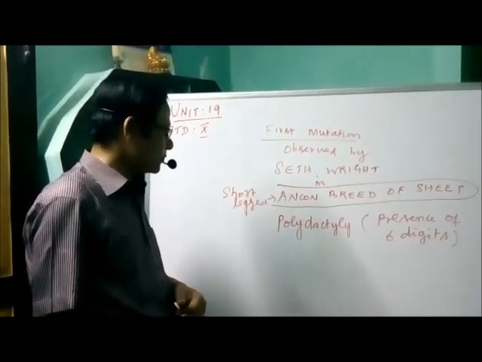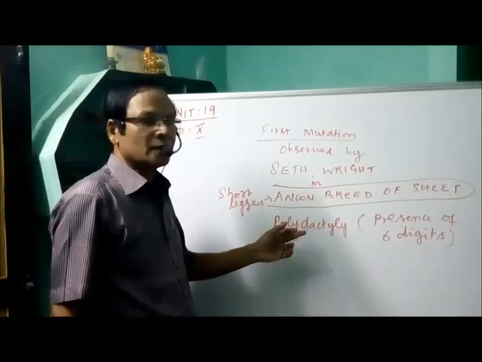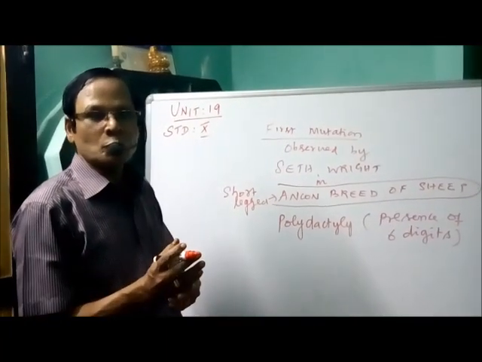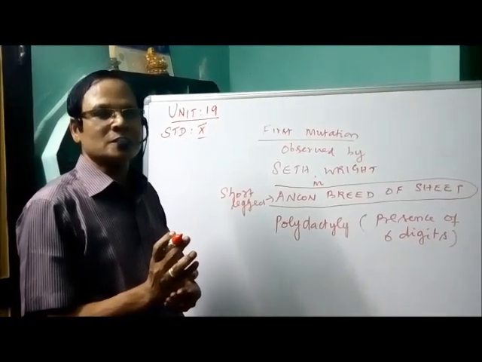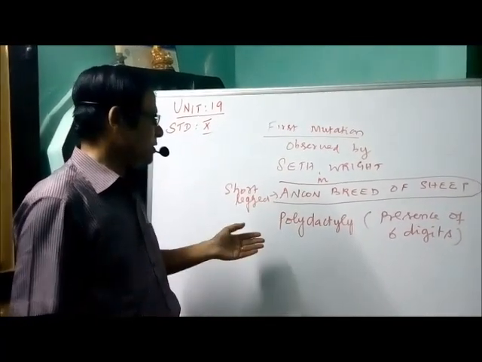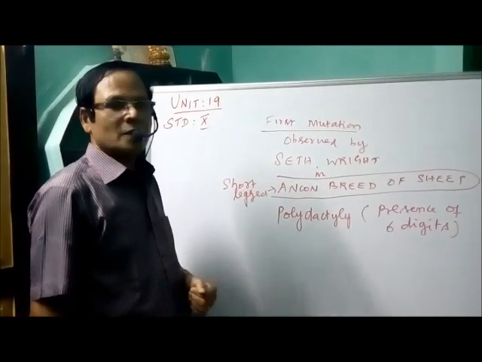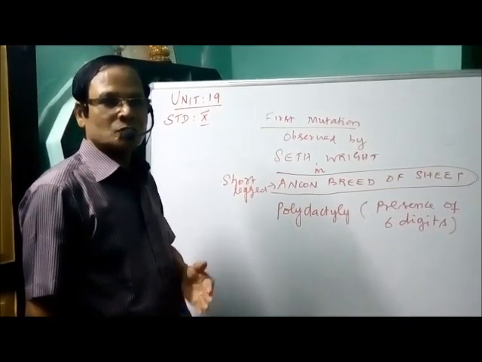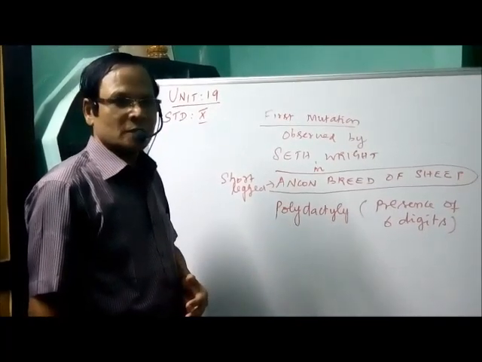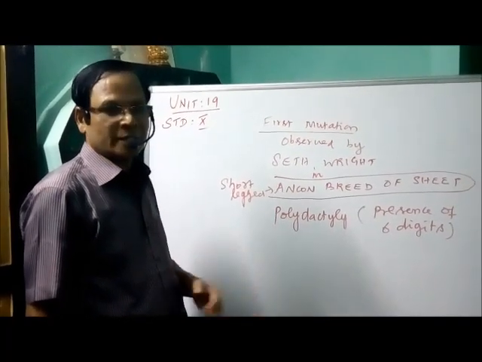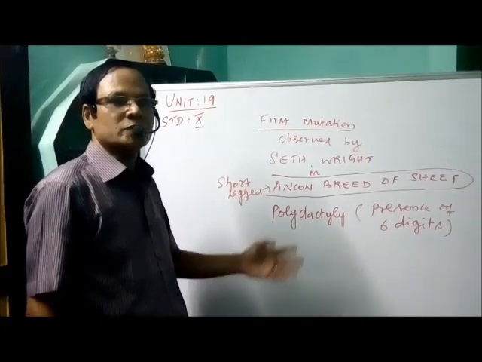Another example is polydactyly in humans. In some humans, you might have observed the presence of an extra digit, the sixth digit. That condition is called polydactyly. It also occurred all of a sudden due to mutation, and that occurs in individuals controlled by a dominant gene.